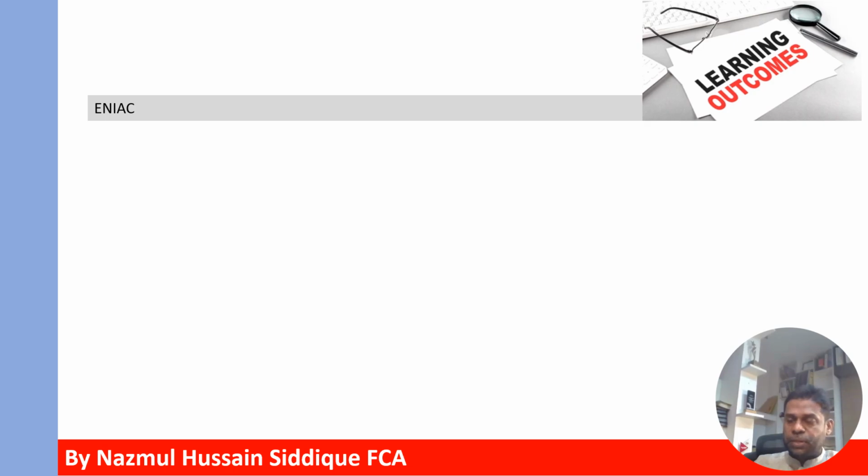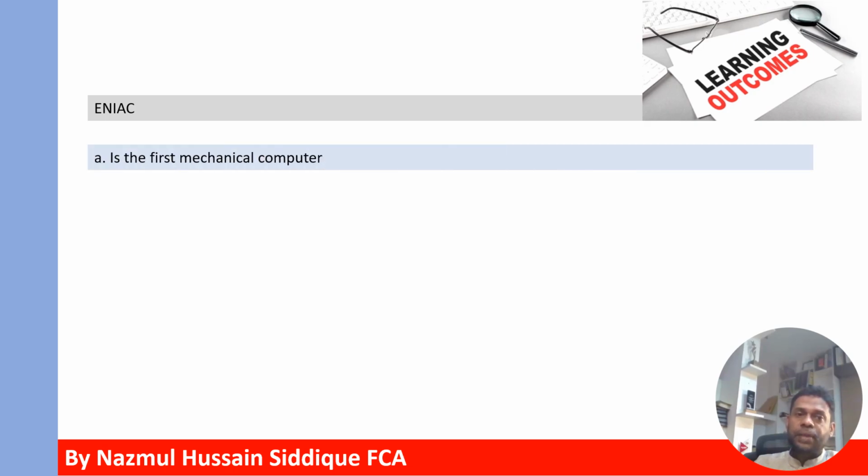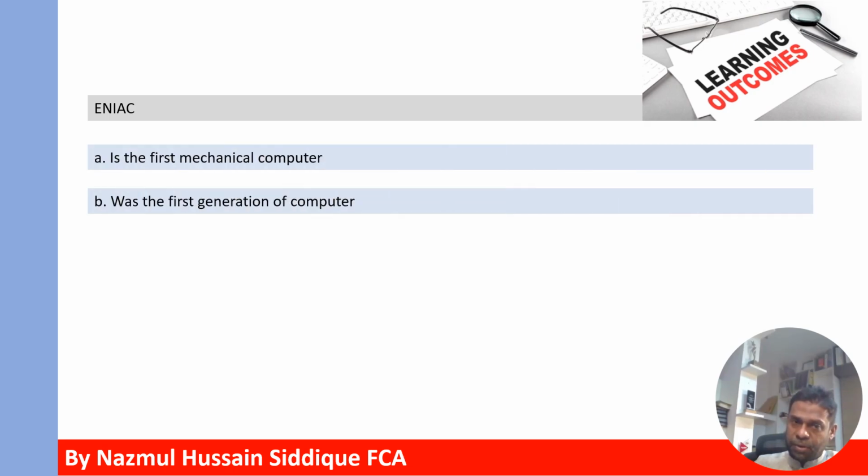এবার আমরা MCQ test করব। ENIAC is the first mechanical computer, or ENIAC was the first generation of computer. Which one is correct? ENIAC was the first generation of computer.